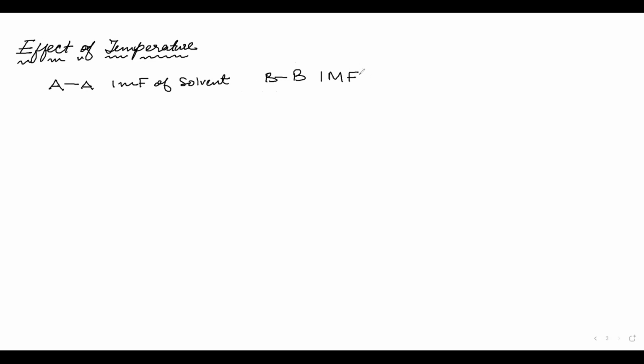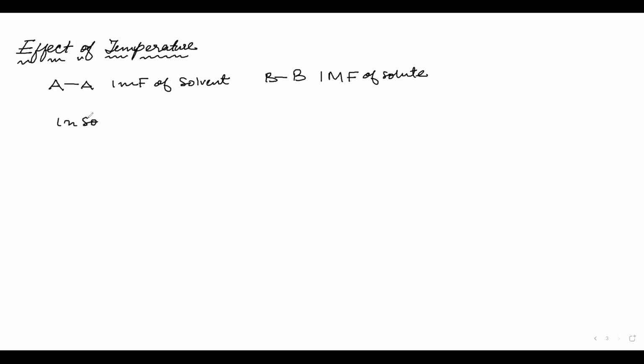Now BB is IMF of solute. Okay, intermolecular forces of solute. So what happens in solvent and solute? When there was no solute in solvent, we had just AA interactions, and in solute we had BB interactions.